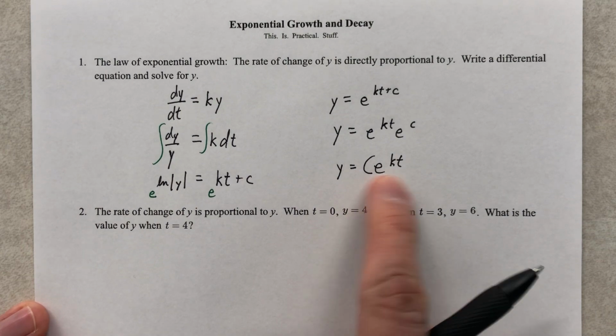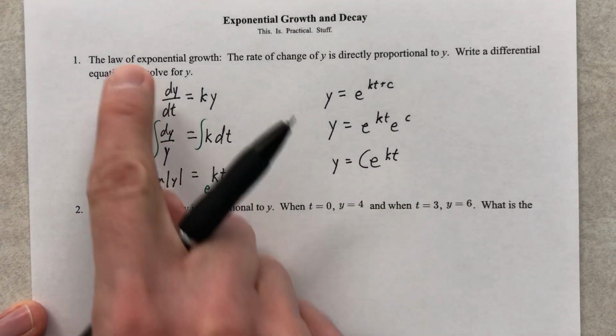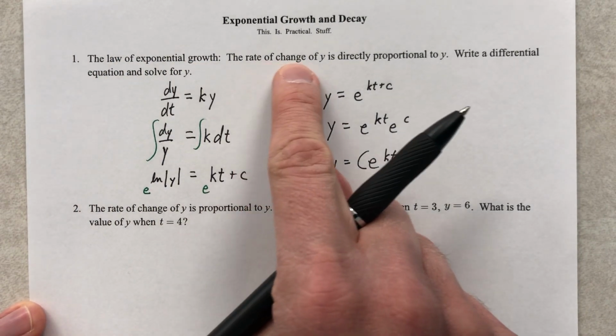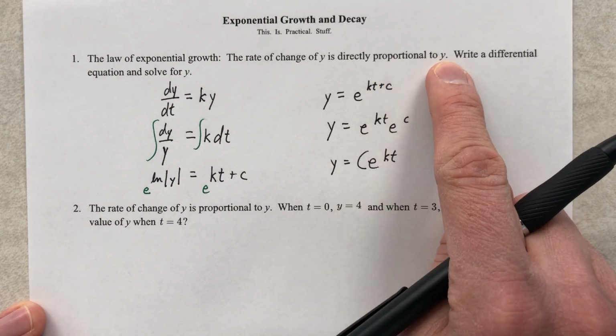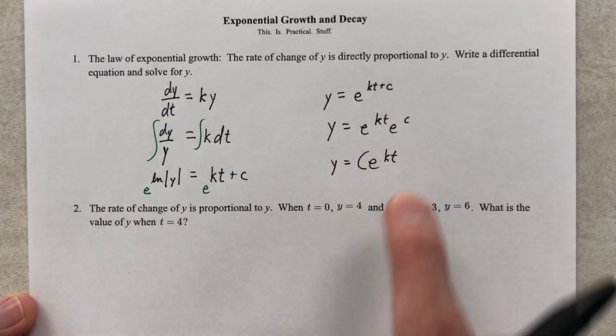This is the law of exponential growth. So when you see the law of exponential growth in your problem, or the rate of change of something is proportional to that thing, the rate of change of the population is proportional to the population, this is the formula that you're going to use.